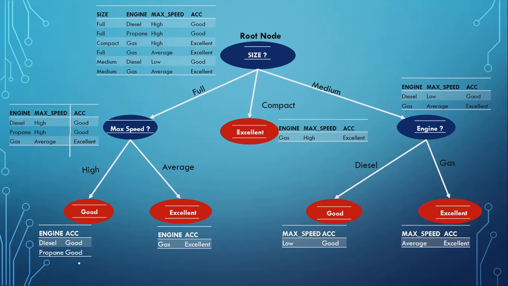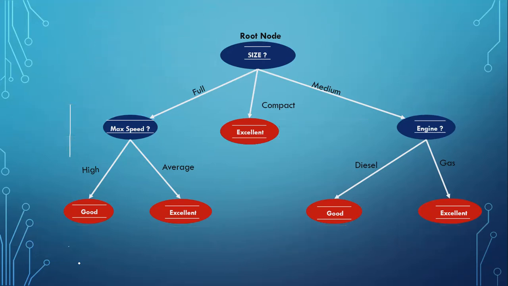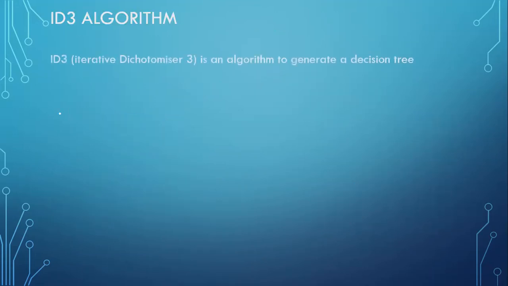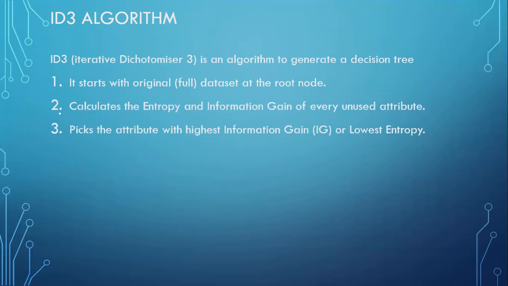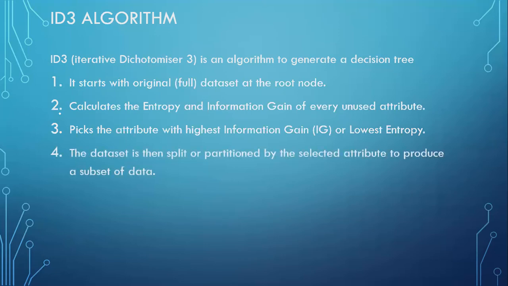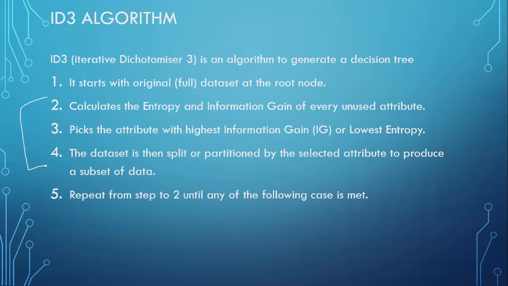The ID3 algorithm constructs this tree with the help of two parameters, entropy and information gain. How does it do it? Let's see. ID3 is an algorithm to generate a decision tree. It starts with the original or full data set at the root node. Then it calculates the entropy and information gain of every unused attribute. Then it picks the attribute with the highest information gain or lowest entropy. The data set is then split or partitioned by the selected attribute to produce subsets of data. Steps 2 to 4 are repeated until the stopping criteria is met.